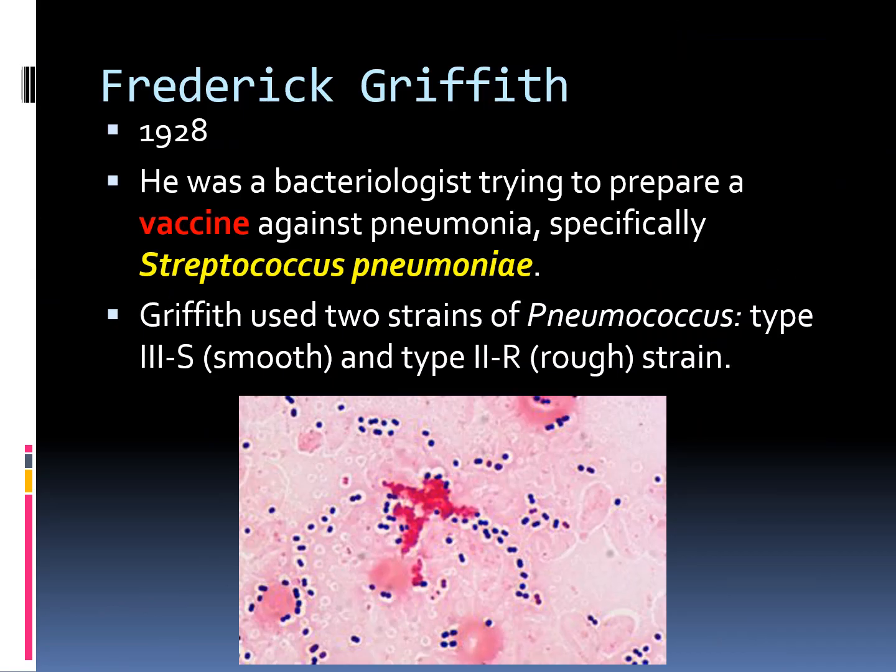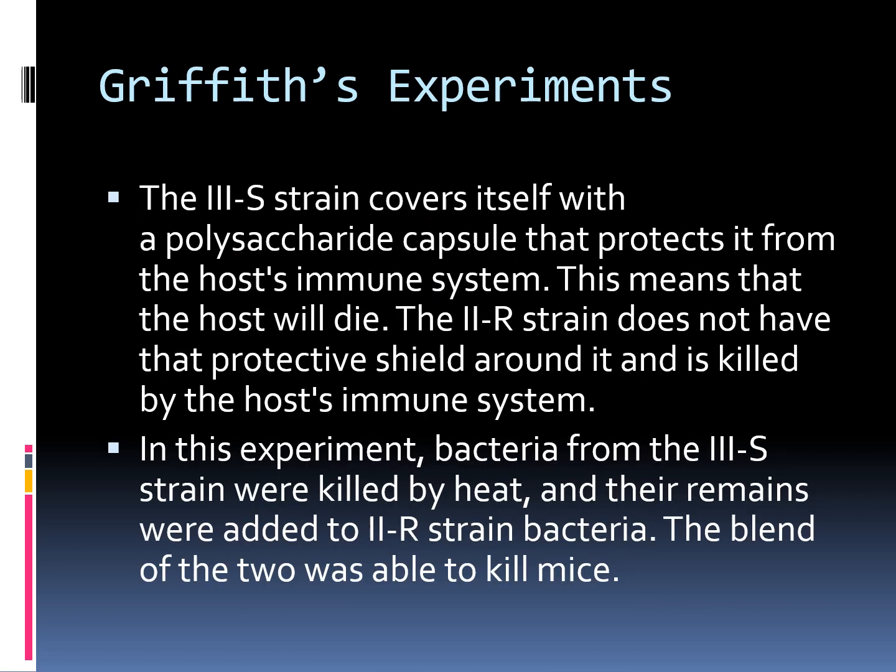Anyway, moving on. So, Frederick Griffith, okay, 1928. This guy was trying to prepare a vaccine against a type of pneumonia caused by Streptococcus pneumoniae. That's the name of the bacterium that can cause this type of pneumonia. He used two different strains, one rough and one smooth. The smooth strain has a capsule on it, and it's protected from the host. So whatever they're trying to infect, they're protected because they have this capsule on it. That means the host will die. The rough strain does not have it and is therefore killed by the immune system of the host.